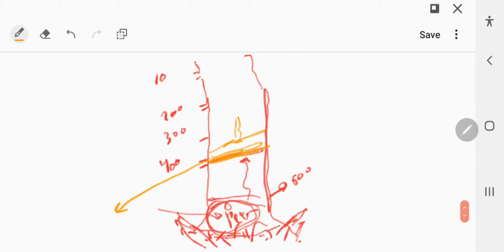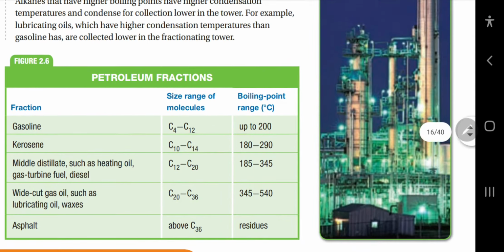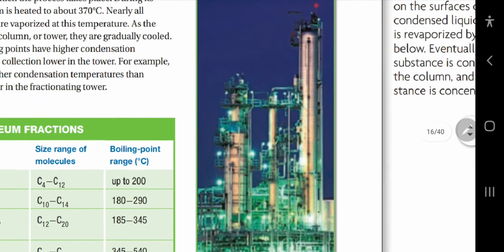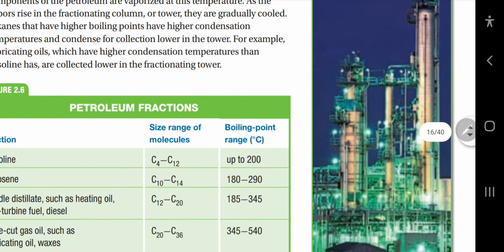The other compounds are still boiling and they are in the gaseous state. And so when we reach this level here, the 300, we can extract another type, and so on. And finally, we will have asphalt staying here because it boils over 600, so it will stay in its liquid state. This is the main principle for fractional distillation. And as you can see here, this is the fractional tower in petroleum refineries. They use the same principle we explained before.